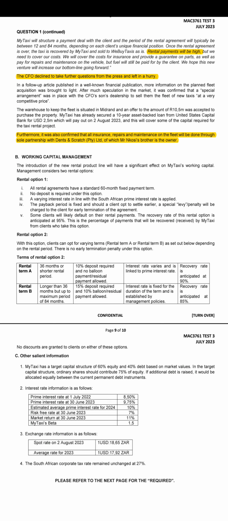Then the next option is rental option 2, where there are varying terms, right? Which basically has two terms, term A and term B. So term A is for 36 months or shorter, which will require a 10% deposit and no balloon payments. The interest rate varies and is linked to prime, and it's got quite high recovery rates. Okay. Rental term B is longer than 36 months, but it can extend to 84 months.